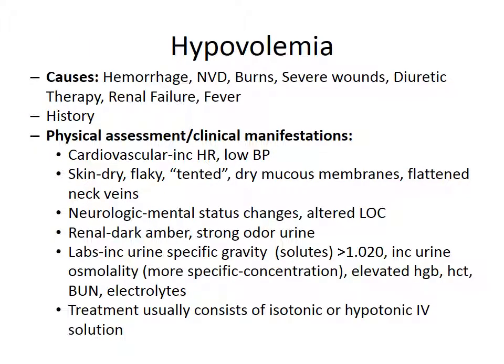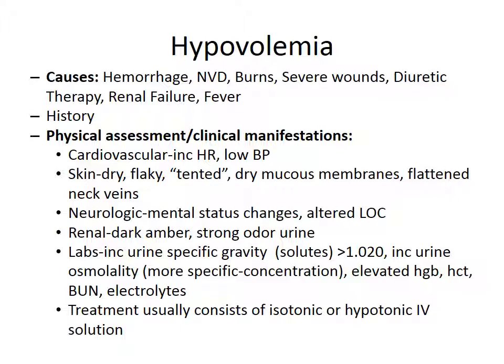Hypovolemia. Causes of hypovolemia include hemorrhage, nausea, vomiting, dehydration, burns, severe wounds, diuretic therapy, renal failure, and fever. Trauma patients often present with hypovolemia. A critical history is very important on these patients so we understand how to treat the hypovolemia and also what can cause the problem so we can treat it effectively.